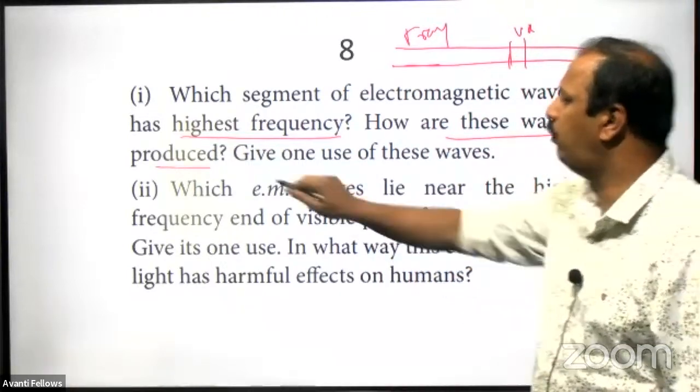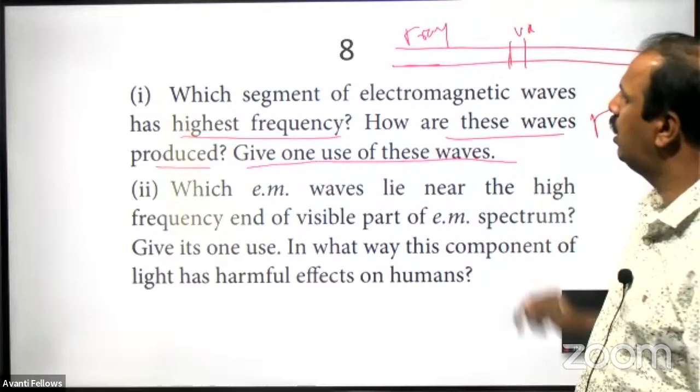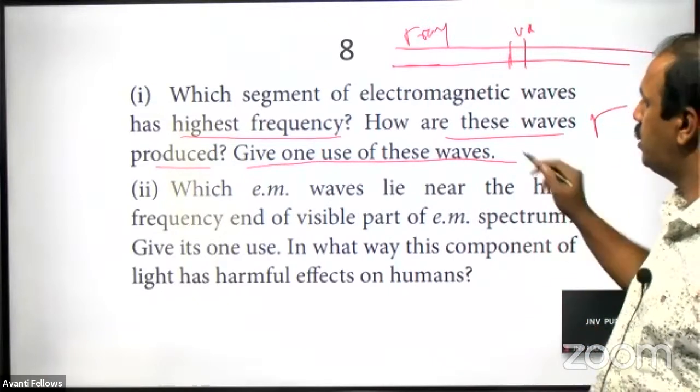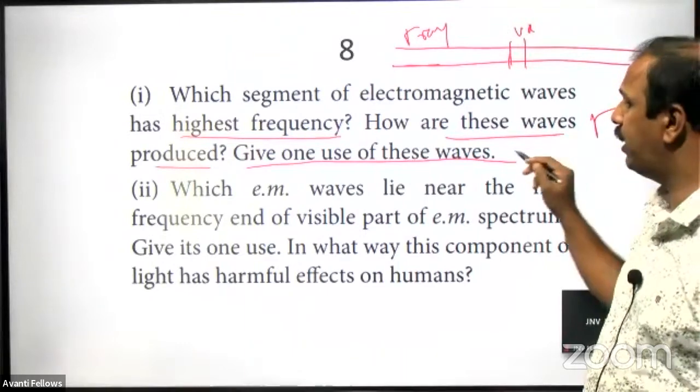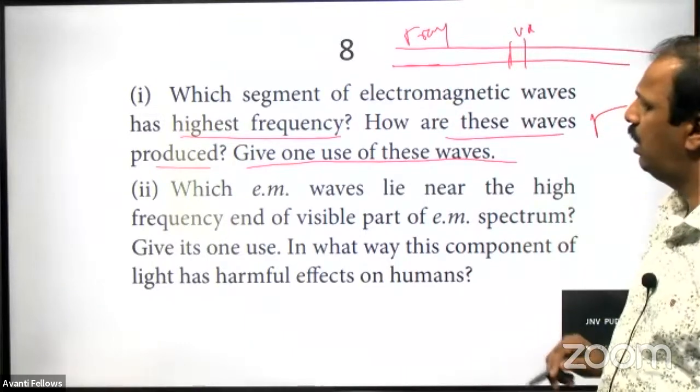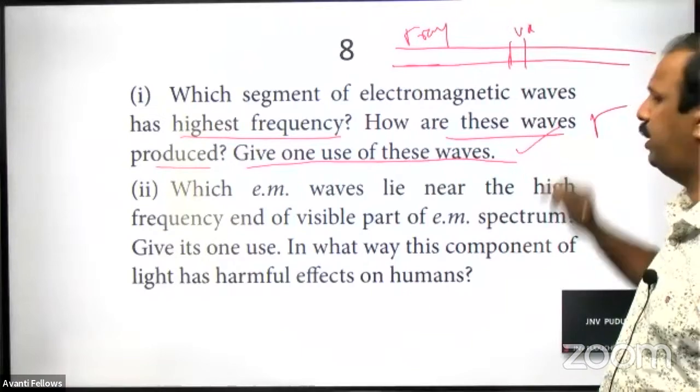Give one use of these waves. What is the use of this one? This is used for cancer treatment. The radiation treatment for cancer is this one only. That's already explained.